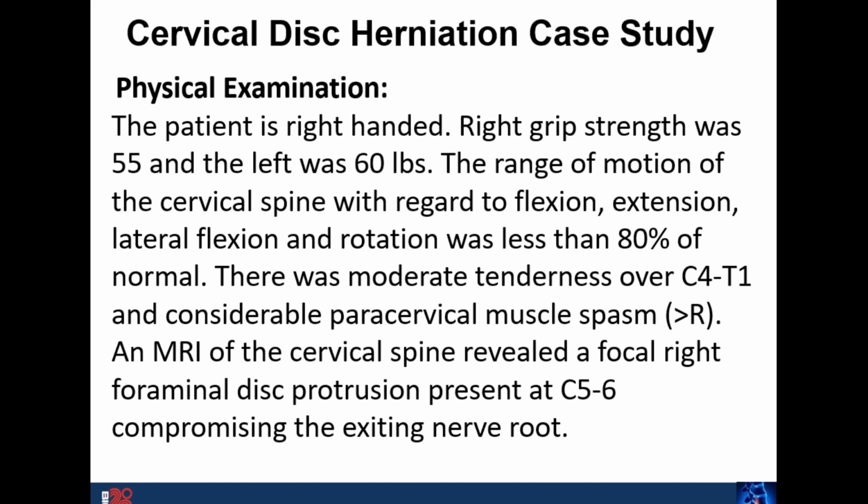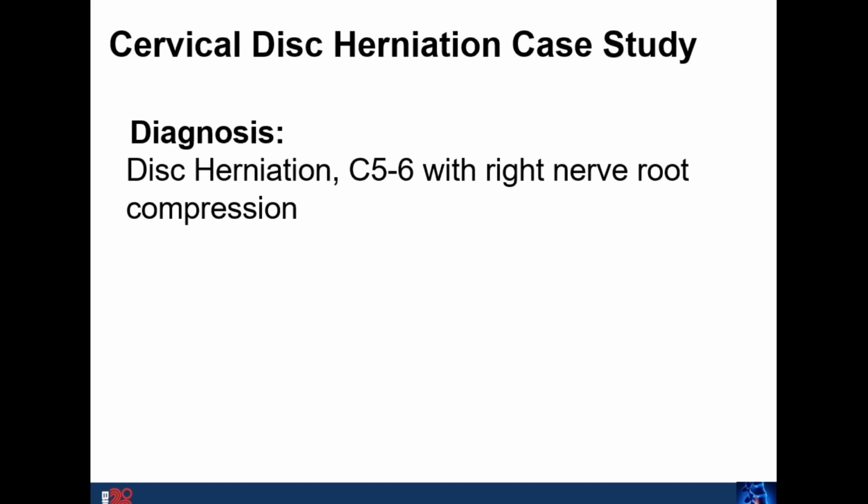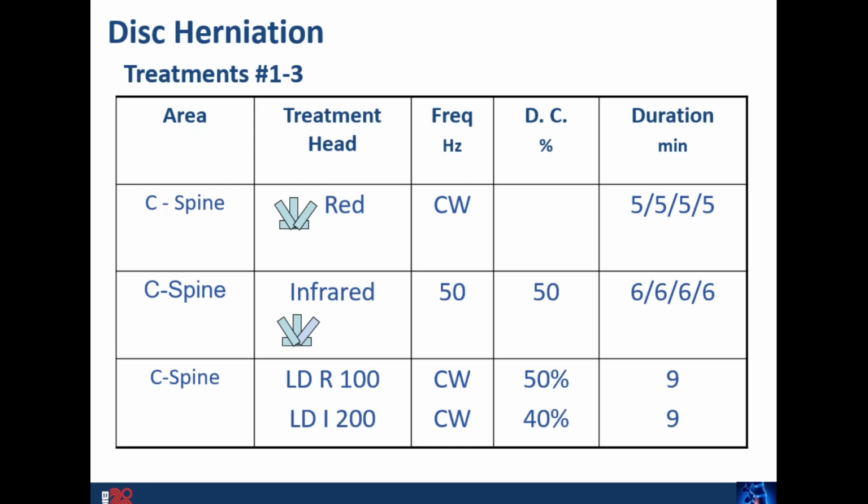The patient was right-handed, and you can see the grip strength on the right-hand side was reduced. Range of motion was also decreased, and there was significant tenderness over C4 to T1, with considerable paracervical spasming on the right-hand side. An MRI of the cervical spine revealed a focal right foraminal disc protrusion at C5, C6 that was compressing the exiting nerve root. So that was the diagnosis, obviously C5, C6 right nerve root compression.